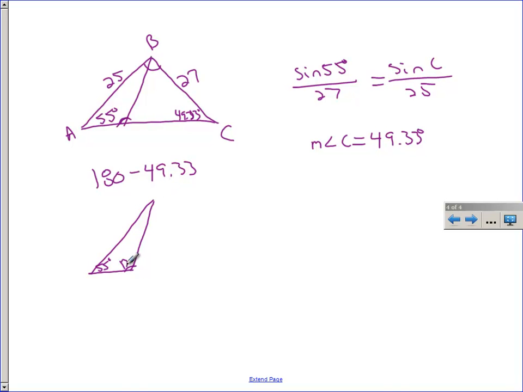130.67. And then you need to look at this triangle and ask, could this be a triangle? And the answer would be no, it can't be a triangle, because I already have two angles that add together to be too big. This obtuse angle is too big, so there's nothing left for this third angle. So this only has one solution.